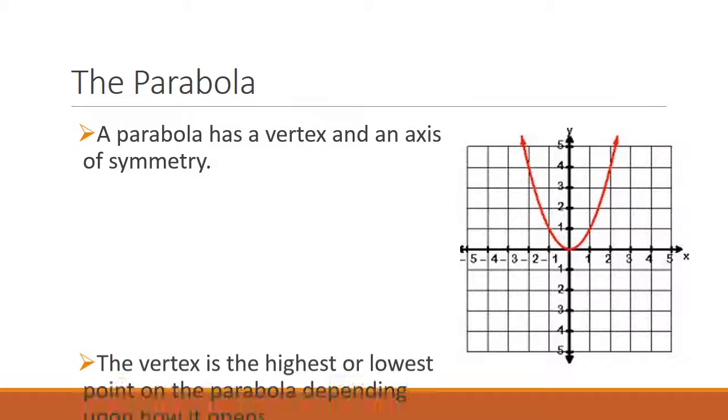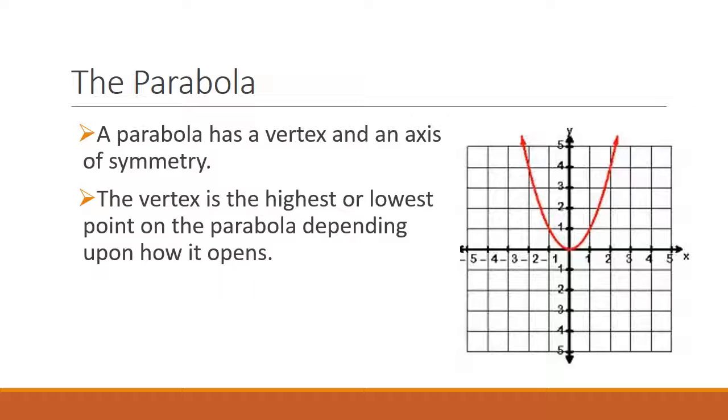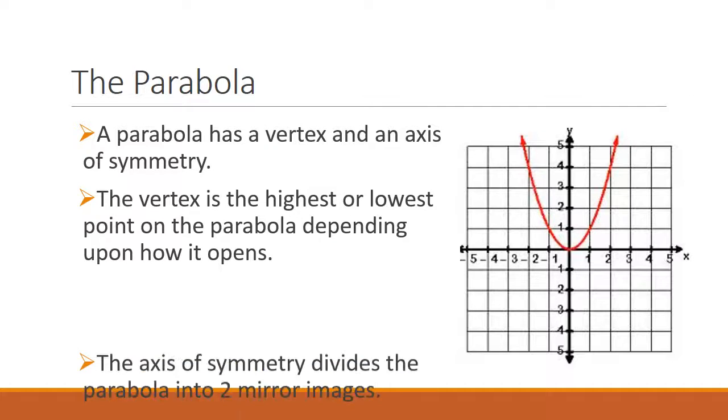The vertex is the turning point. It'll be either the highest or lowest point on the parabola, and it's where it changes from decreasing to increasing or increasing to decreasing. It'll be the lowest point if the parabola opens up, like you see here. It'll be the highest point if the parabola opens down.